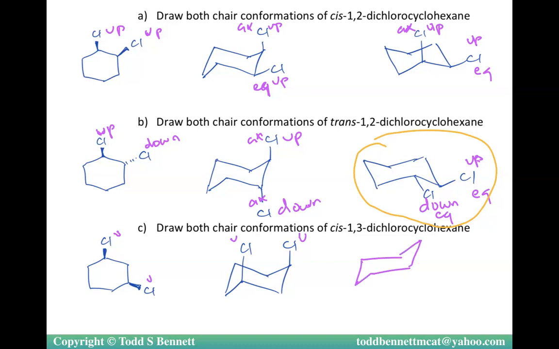And I'm going to arbitrarily pick this carbon as my first carbon. That's 2, that's 3, that's point up, so it's got to be axial up. So that's how I get it. Just arbitrarily pick anything.